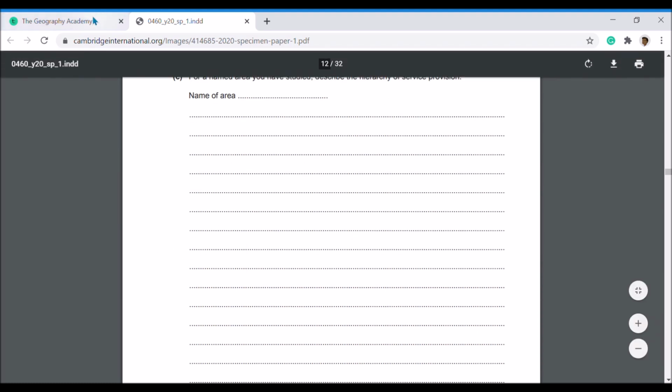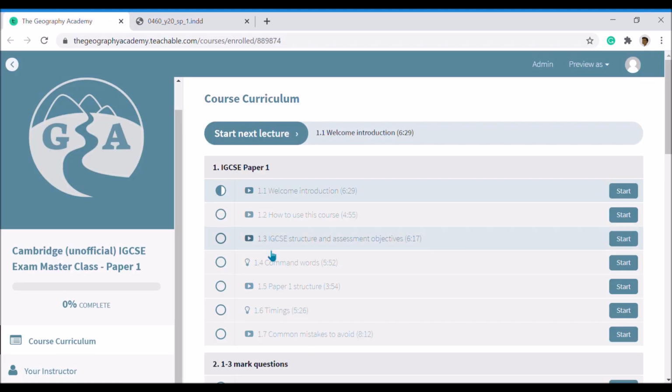All right, now if we come over here to our course, you'll see that the first section here is all about paper 1, getting to know what the structure is, knowing about the command words, and getting to know about the timings. Also you're going to get information about common mistakes, which is really important. So that's a huge section there to get you started, to make sure you can pick the right questions, understand them, and understand your timing. Very important when you look at these exam paper questions.